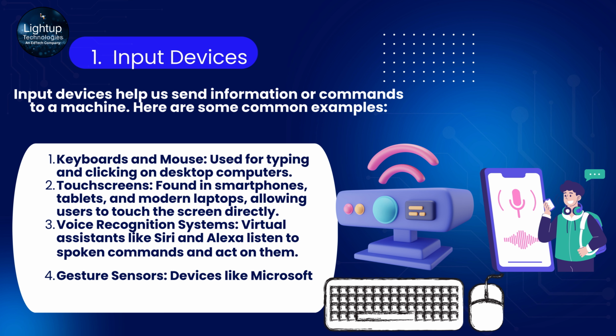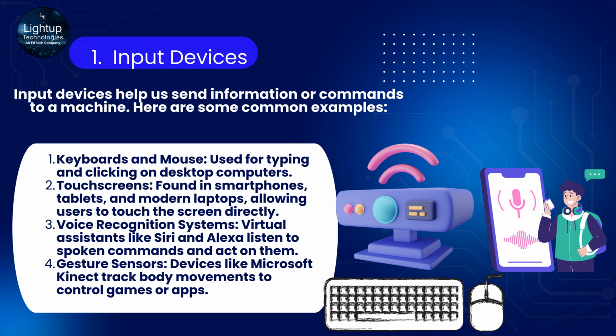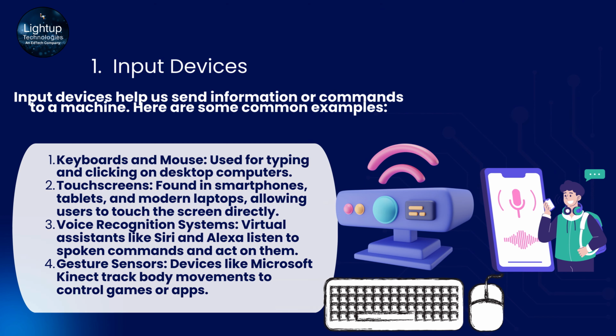First, keyboards and mouse, used for typing and clicking on desktop computers. Second, touchscreens, found in smartphones, tablets, and modern laptops, allowing users to touch the screen directly. Third, voice recognition systems, virtual assistants like Siri and Alexa listen to spoken commands and act on them. Fourth, gesture sensors, devices like Microsoft Kinect track body movements to control games or apps.